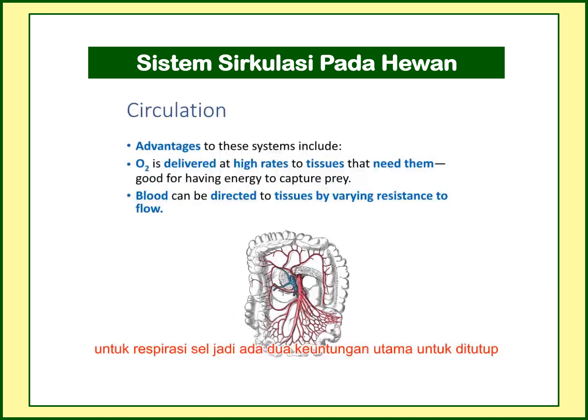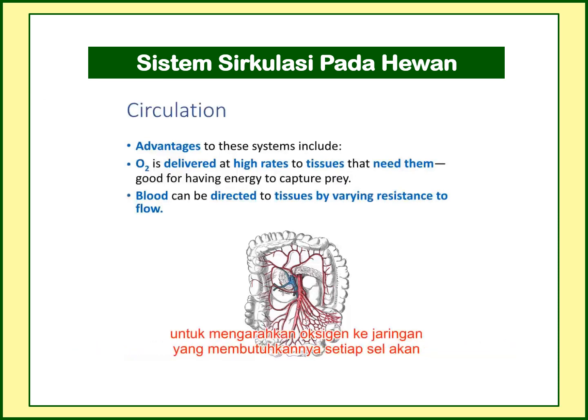So there are two major advantages to closed circulatory systems. First of all, we're constantly going to be able to direct oxygen to the tissues that need it. Every single cell is going to come in contact with a capillary, and so oxygen can be delivered at a high rate. We can also vary blood flow to tissues based on the need.